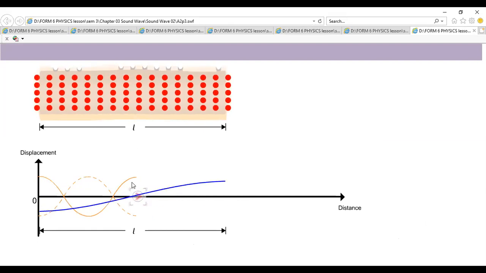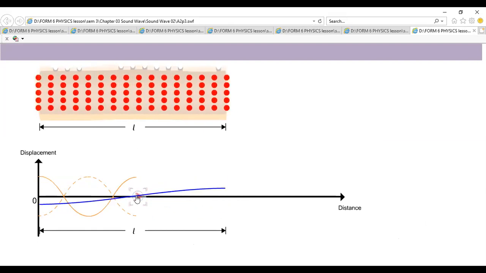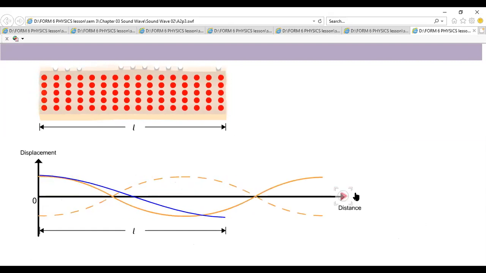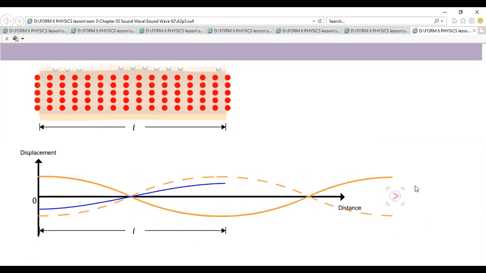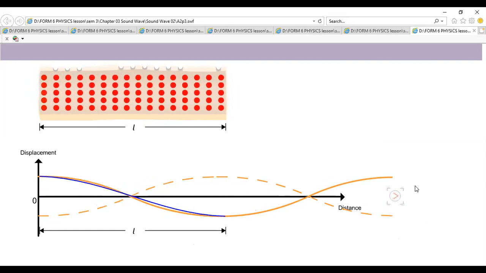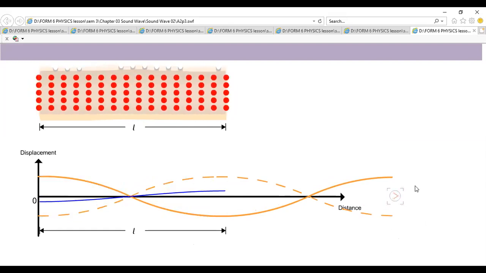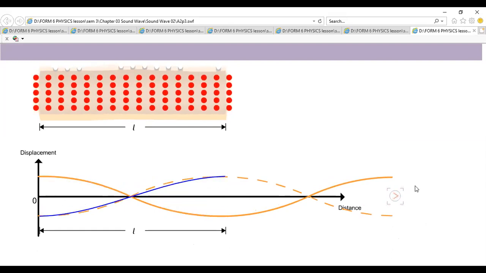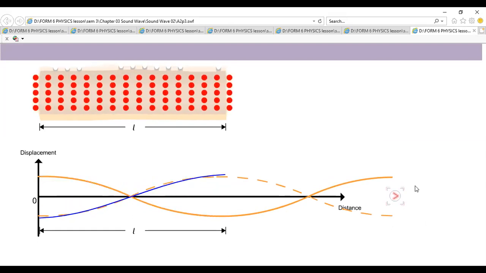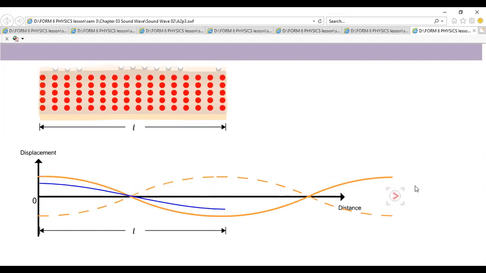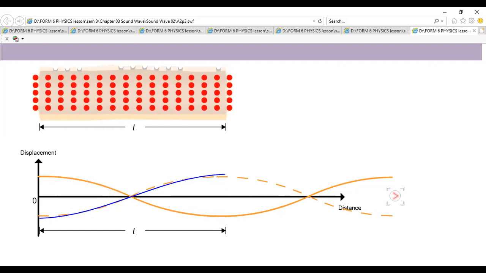For both open pipes, for the fundamental node, we notice that the length will be half a wavelength. This means L is equal to half of lambda, or we notice that lambda is equal to 2L, double the length.